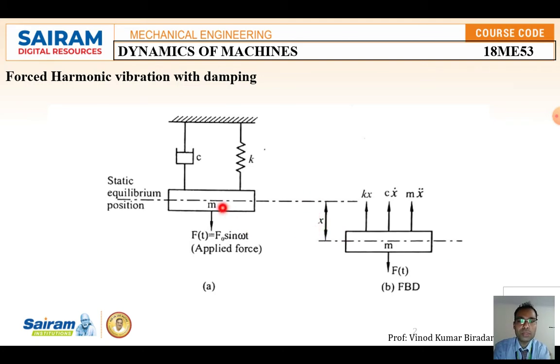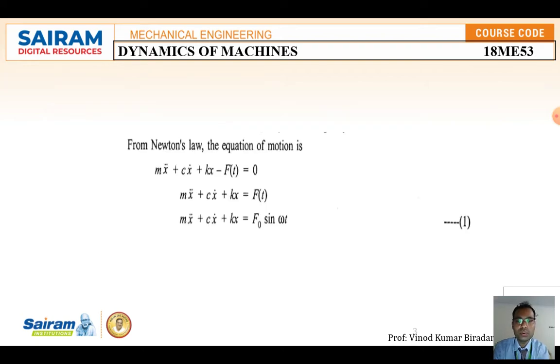If you apply force here, this mass comes here. From this mass position to this position, the displacement I am going to consider is x. Here kx stands for the spring force, that is the restoring force, cx is the damping force, m x double dot is the inertia force, and F of t is the external harmonic force, which is equal to F naught sin omega t.